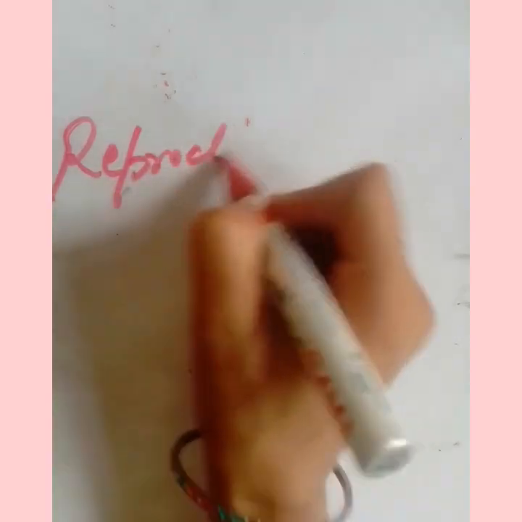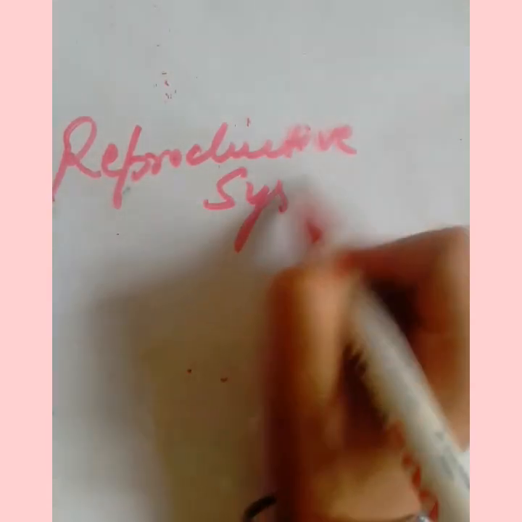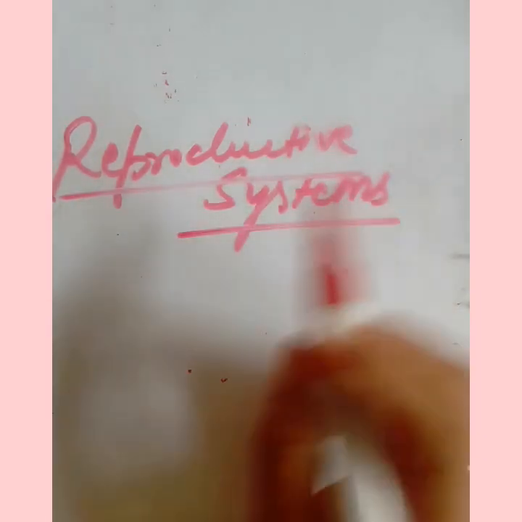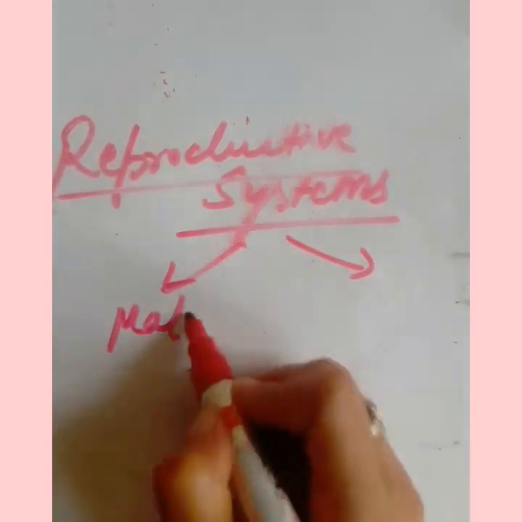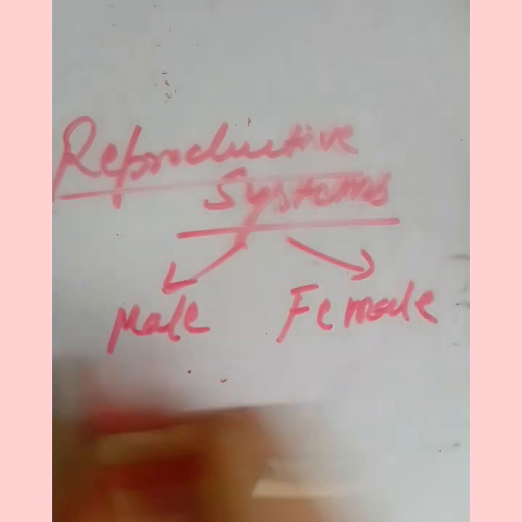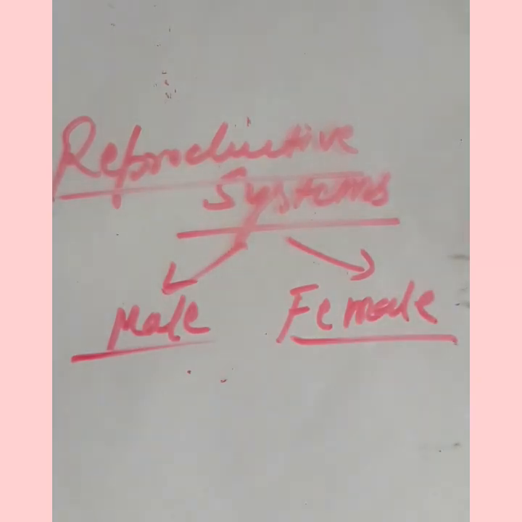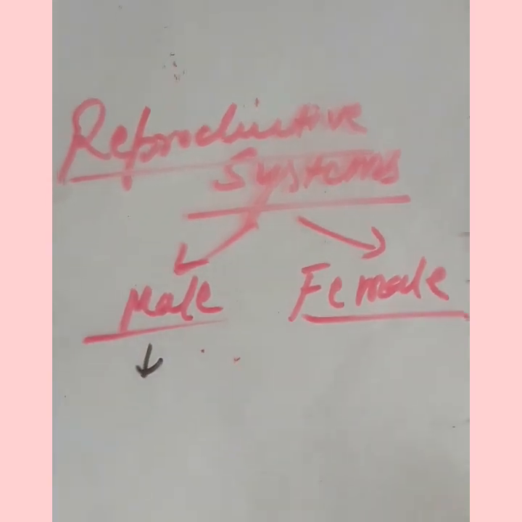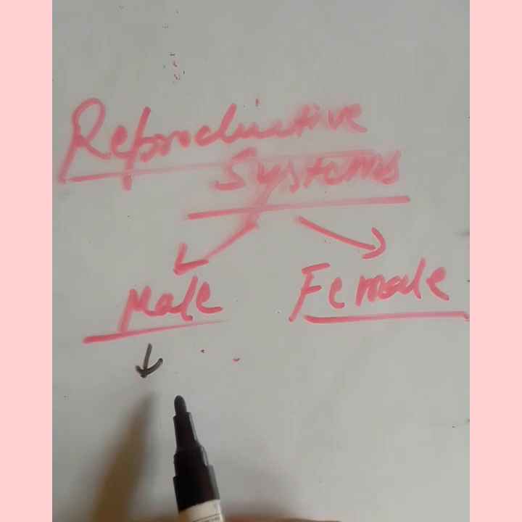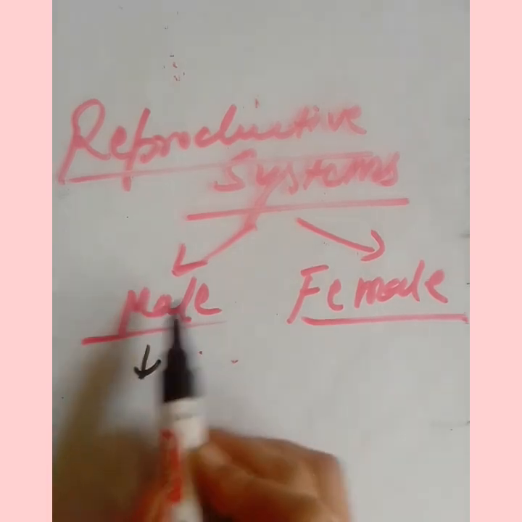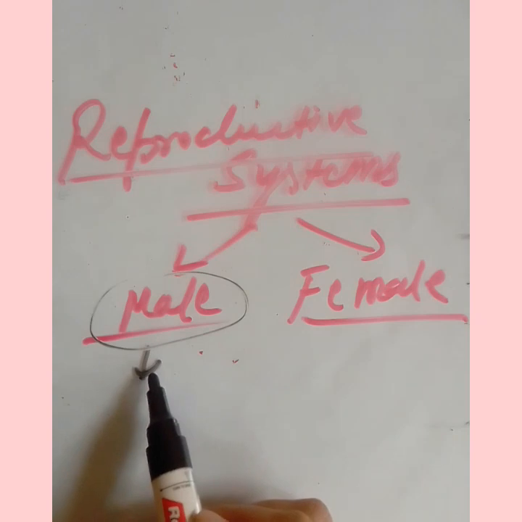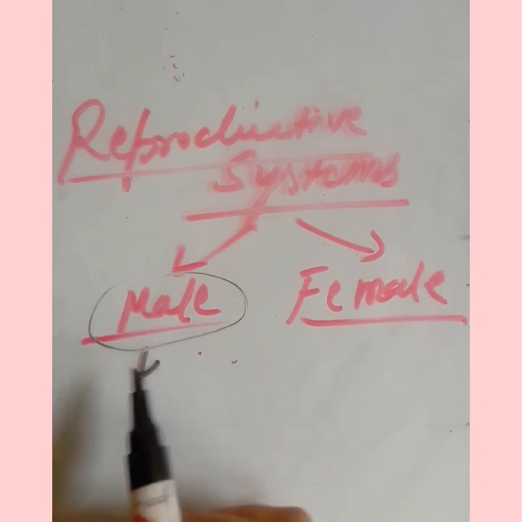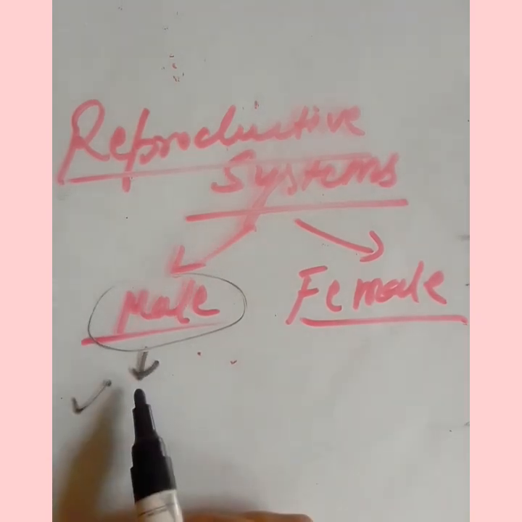Next topic we will study now is the reproductive systems. We will study these reproductive systems in both male as well as female. First I will take the male reproductive system. The male reproductive system diagram is given very clearly in the book. Whenever you learn the names of the reproductive parts, simultaneously see the diagram also.